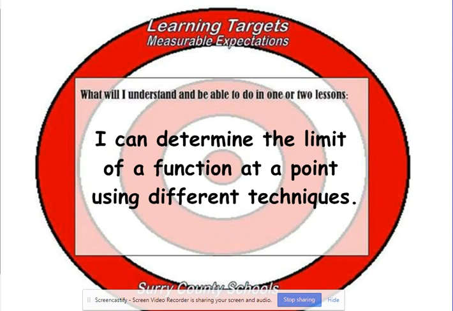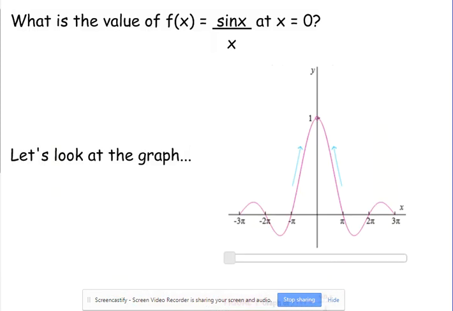All right, here we go with our first lecture on our special topics. We're going to talk about limits, and our first learning target is to be able to determine the limit of a function at a point using some different techniques. So let's talk about, first of all, what is a limit exactly?